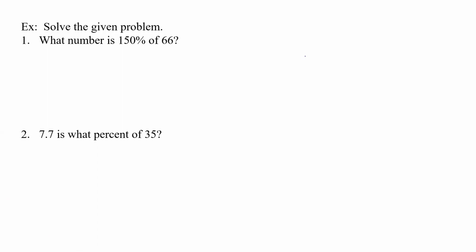And so when we do that, our first one says, what number is 150% of 66? All right, so what does that mean? Well, what number, we're going to convert that into what is x, is, that's equals 150%. Remember, now when we have this, we have to drop the percent, move the decimal 2 to the left, and put it into decimal form. So that's equal to 1.5 times 66. Okay, so these are the easiest ones. All we have to do is multiply those two together.